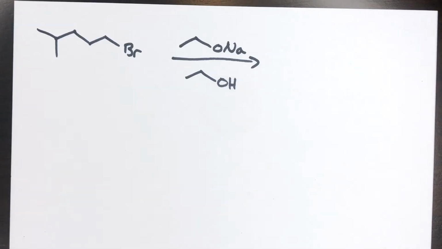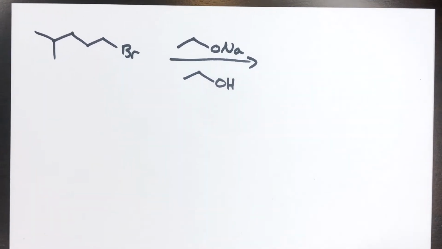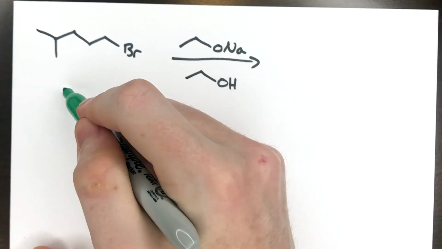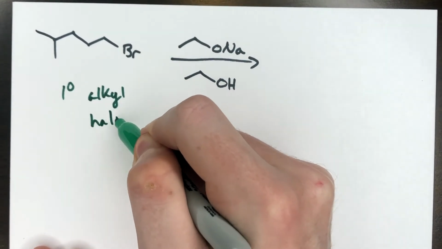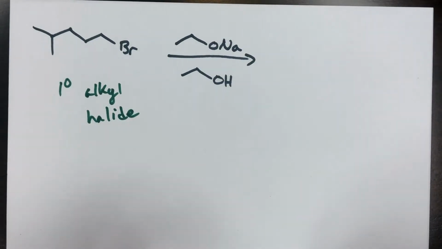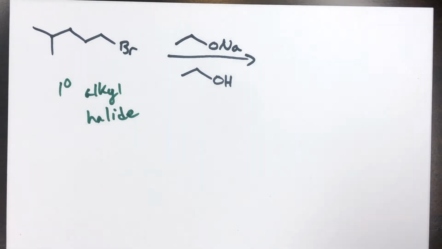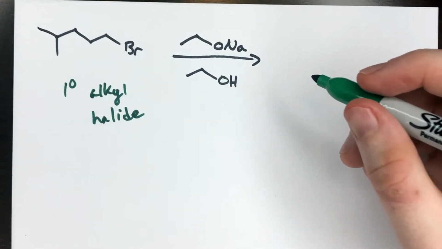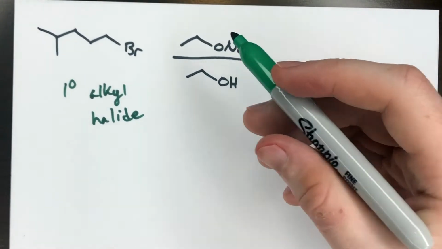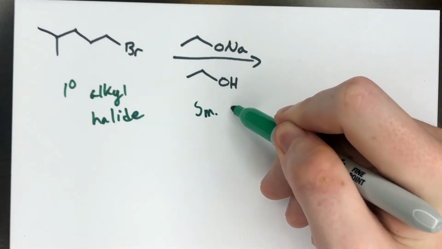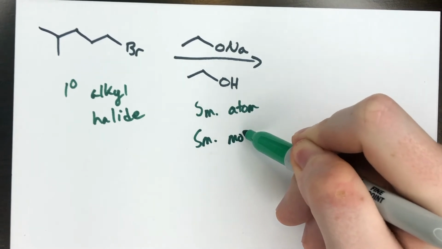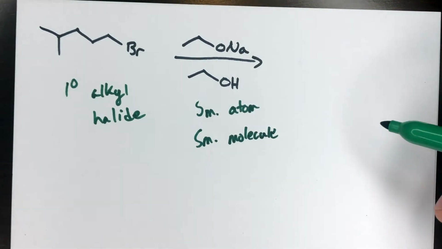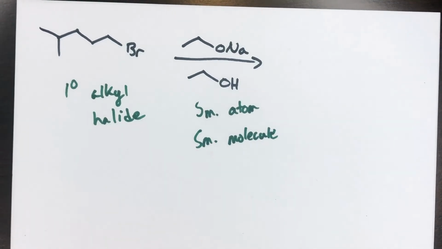All right, here we have another question. So let's look at our substrate. We have a primary alkyl halide. So we know that that is suggestive of SN2 because it's primary, most likely to undergo a substitution pathway. We look at the reagents. We have a small atom, the oxygen, and a small molecule because it's just an ethyl group. It's not substituted heavily by like a tert-butoxy group or something.